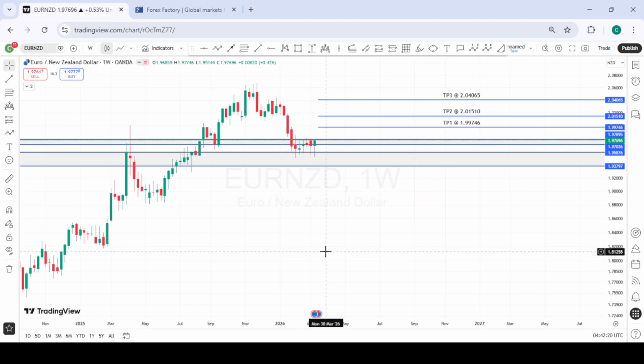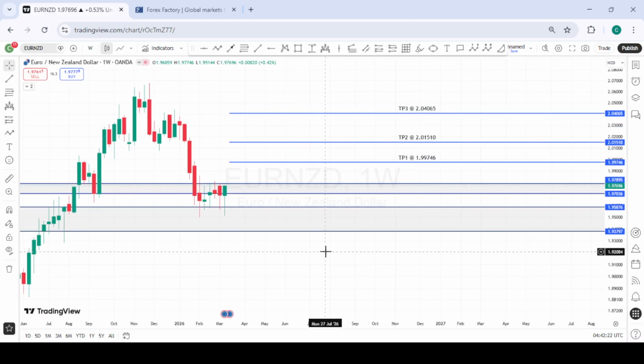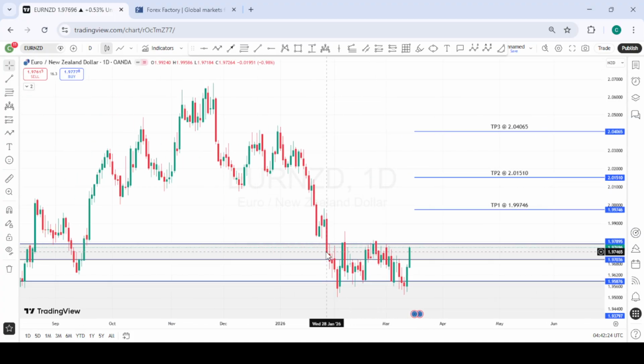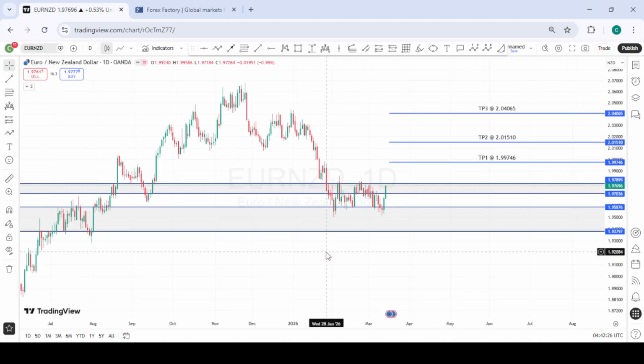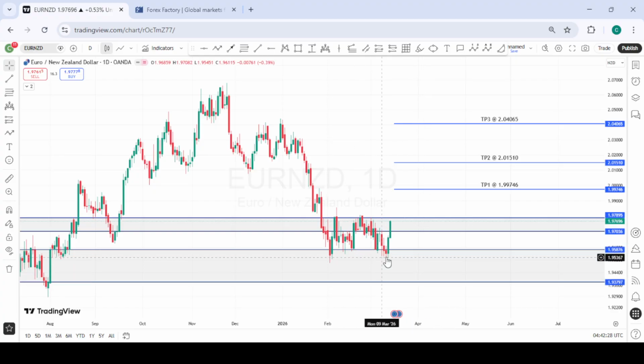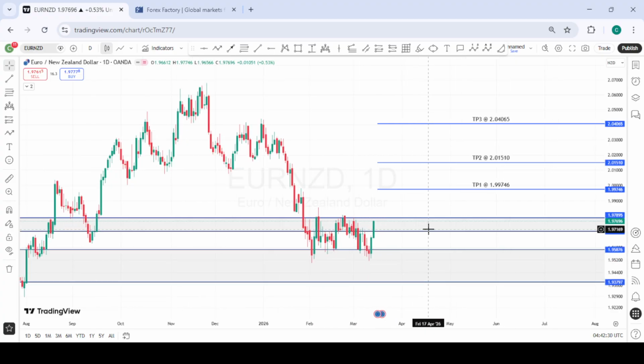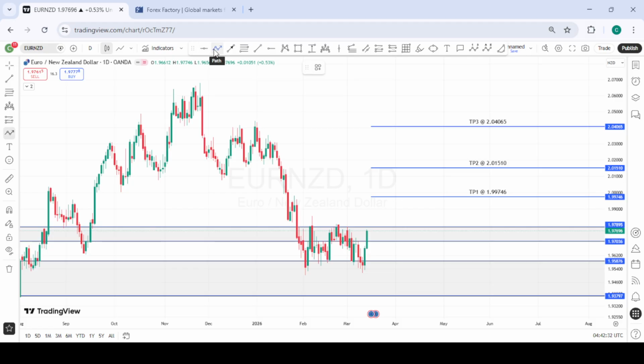We have here EURNZD. For EURNZD, we have a possible double bottom reaction from this strong area of interest. So what we are going to look for is to wait for a daily candle to break or close above this zone, come for a retest, and then we look for buying opportunities to the upside.